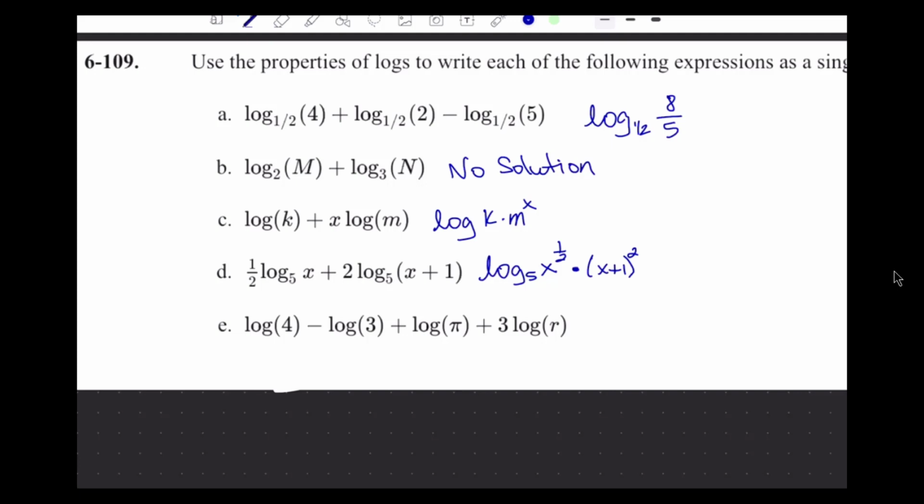And then if you want, we can simplify this down a little bit. We could actually rewrite this as log base 5, you could put the square root of x, because that's what it would be raised to the 1/2, times x plus 1 squared.